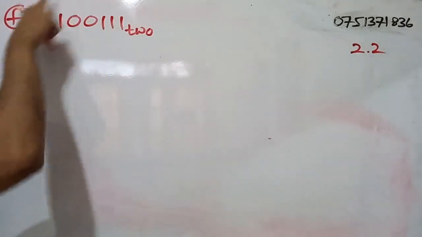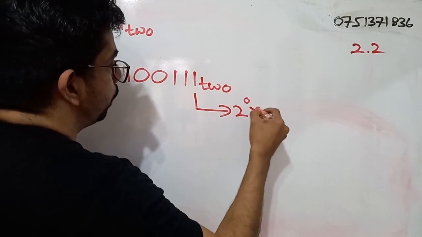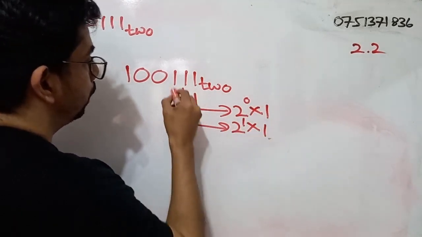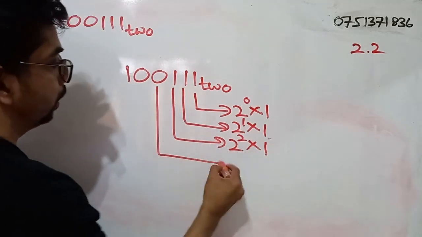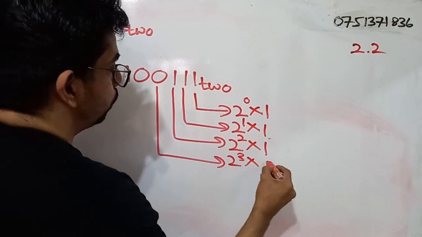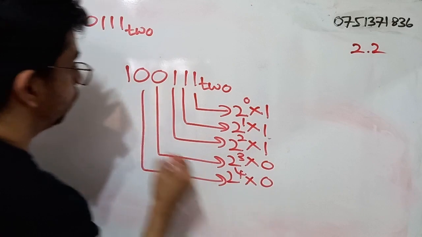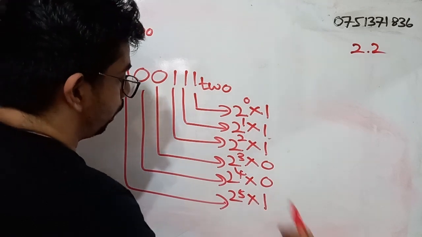Right, F, we have been given this number. So this is 2 to the power 0 into 1. This is 2 to the power 1 into 1. This is 2 to the power 2 into 1. This is 2 to the power 3 into 0. This is 2 to the power 4 into 0. This is 2 to the power 5 into 1.